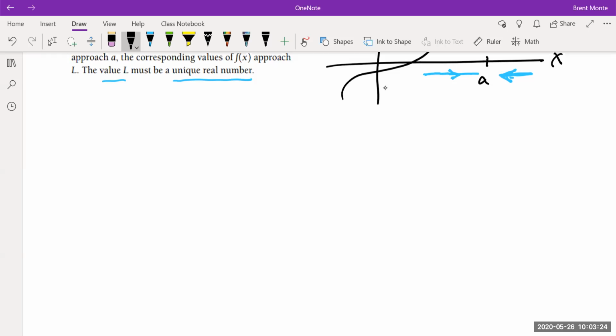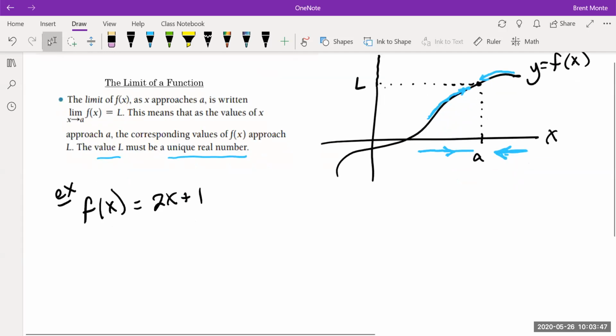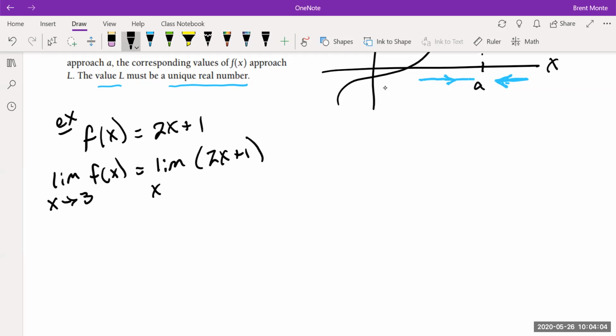Say I have my function f of x, we'll just call it 2x plus 1. Let's look at what's happening there. We're going to look at this two ways. Remember the title of this, a numerical and graphical approach. Let's look at it numerically, then we'll go to the curve and see that we get the same answer. What I'm trying to find is the limit of f of x as x approaches 3. So we could rewrite this as the limit of 2x plus 1 as x approaches 3.